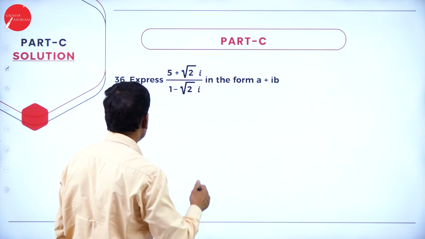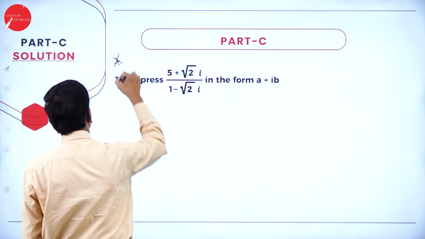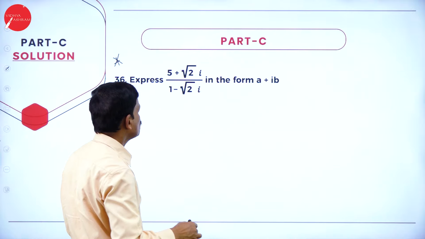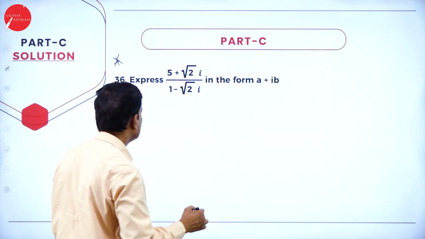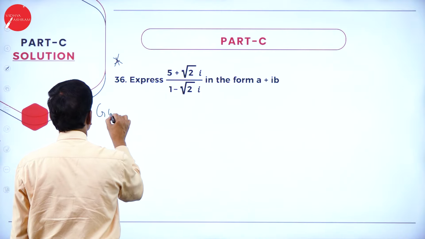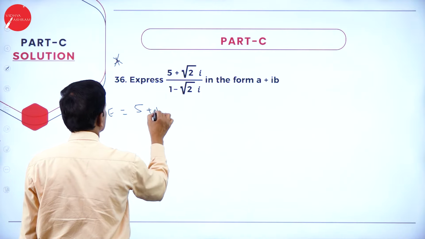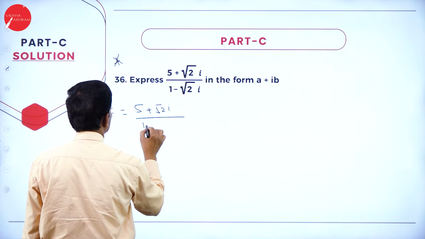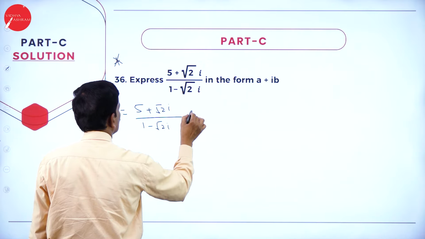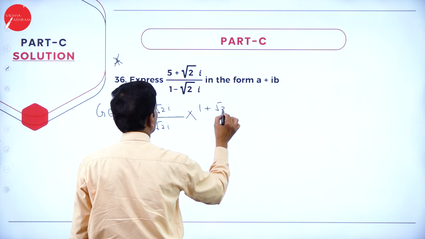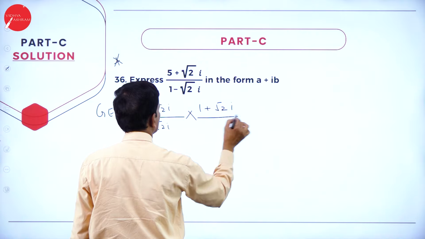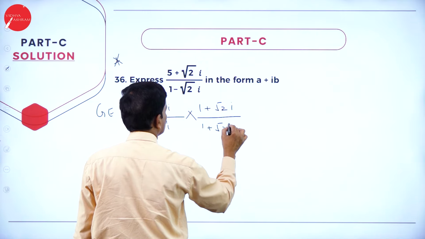This is from complex numbers, a very important type of problem. Express (5 plus root 2 i) divided by (1 minus root 2 i) in the form of a plus ib. Now, what is given? The given expression is (5 plus root 2 i) divided by (1 minus root 2 i). Now, just rationalize the denominator. Multiply and divide by (1 plus root 2 i).